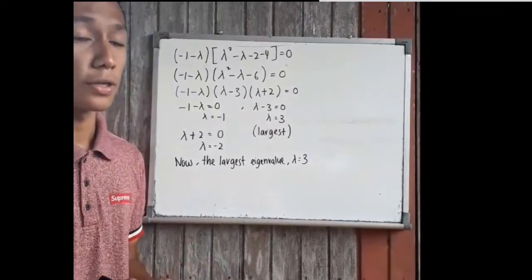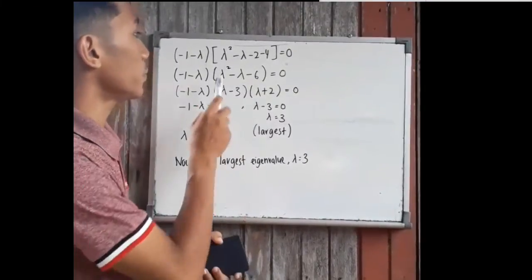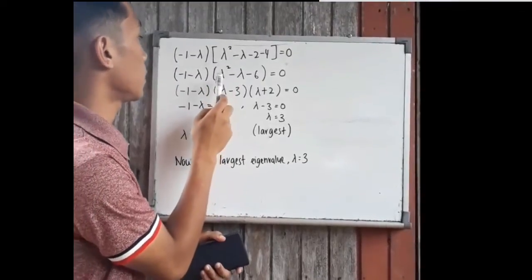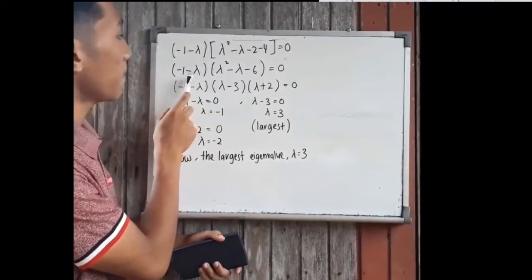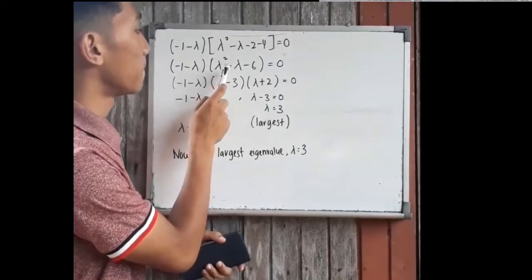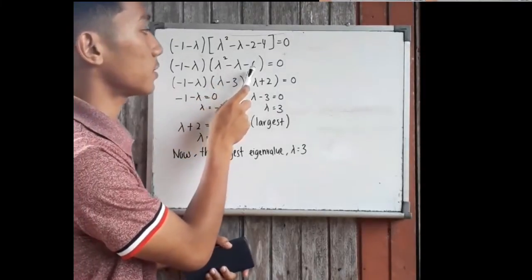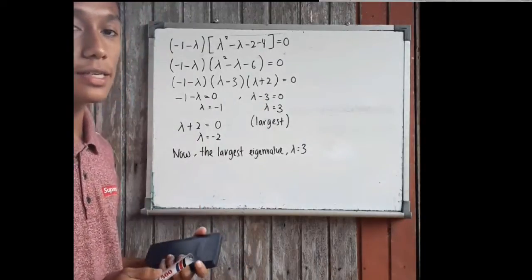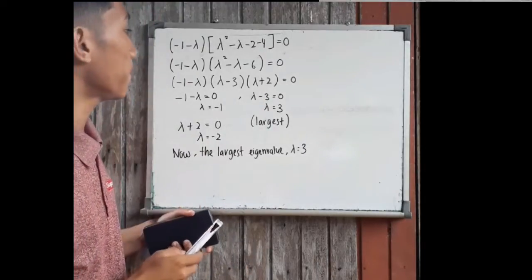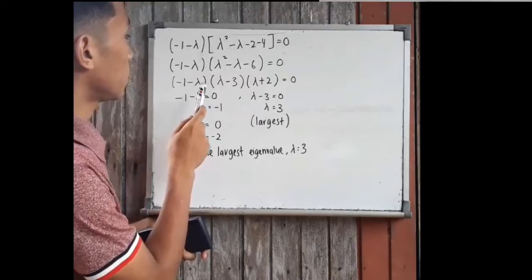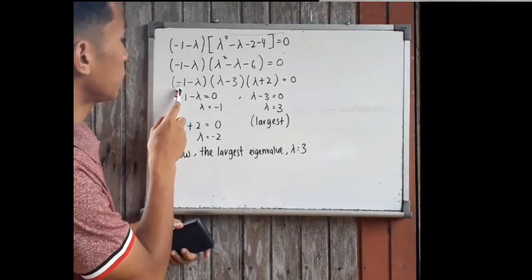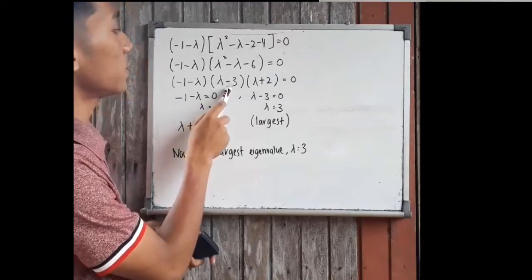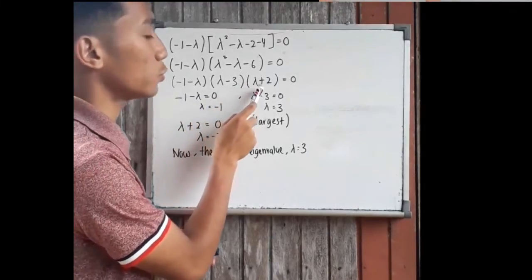Next, we continue. Here we simplify in this bracket. We get negative 1 negative lambda, lambda square minus lambda minus 6 equal to 0. And we take out the calculator and we press EQN, and we get negative 1 negative lambda, lambda minus 3, lambda plus 2 equal to 0.